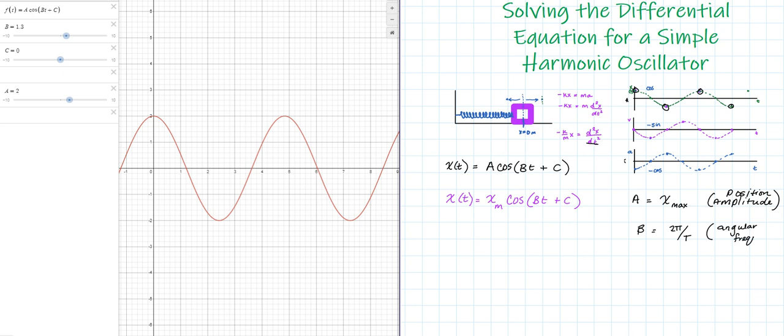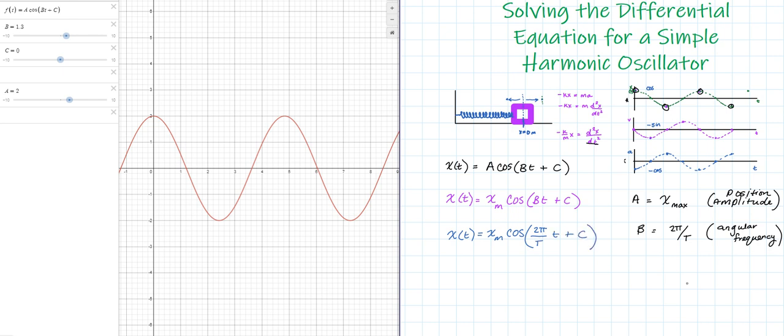Now we will see that we can also write this just in terms of the linear frequency, but we'll get to that in a later video. So this is really 2 pi over T. So when I go ahead and rewrite this equation here, adding the next piece into the equation, I have x of t is equal to the maximum position amplitude times cosine of 2 pi over T times the time plus c.